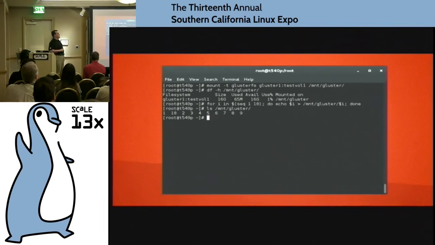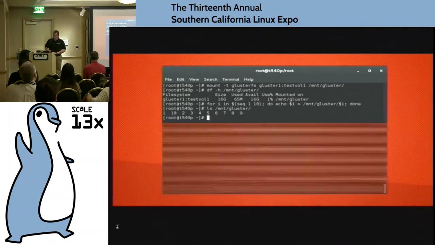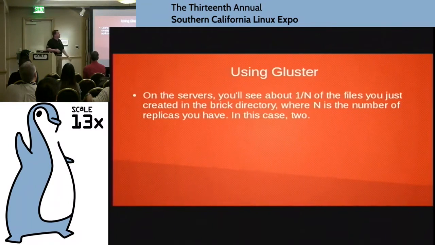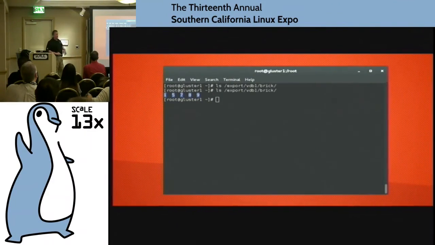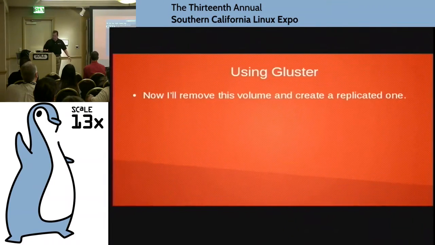So I do an ls in /mount/gluster, and I see files 1, 2, 3, 4, 5, 6, 7, 8, 9, and 10. Does it look to me like those are on different servers? You can't tell from the client. But if I go look on those servers, you'll see about 1 over n of the files you just created in the brick directory, where n is the total number of servers. So I go to Gluster 1, one of my 2 nodes in my distributed environment, and when I do an ls, you can see I've got 5 of the files. If I go look at Gluster 2, I've got the other 5. So if I lose Gluster 1 or Gluster 2, I'll lose half of my files, but the other ones will still be there.